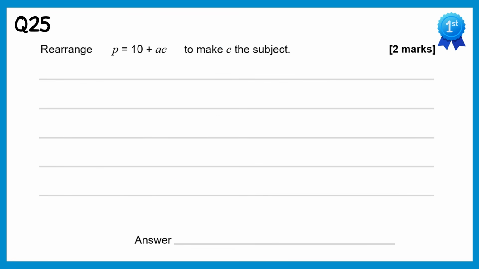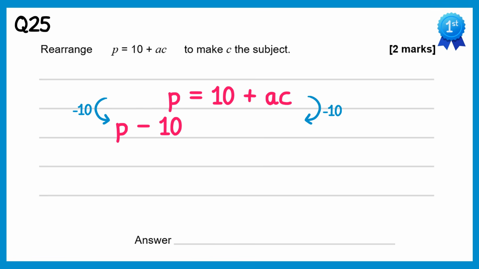For this question, we need to rearrange this formula to make C the subject. So let's start with the formula. To make C the subject means we need to have C on its own on one of the sides. So at the moment, the C is on the right-hand side, but we also have a 10 there and an A, so we need to eliminate both of those. We're going to start with the 10, so if we subtract 10 from both sides, on the left-hand side we've already got a P, but we subtract 10, so that's P, take away 10. But on the right-hand side, the 10s will now cancel, so we're just left with AC.